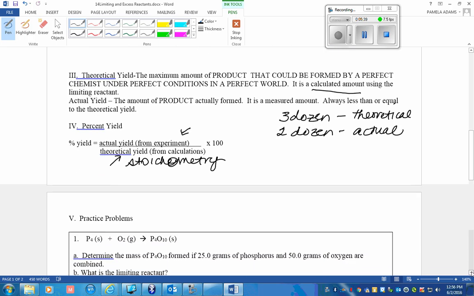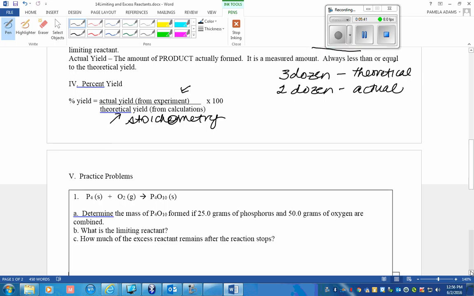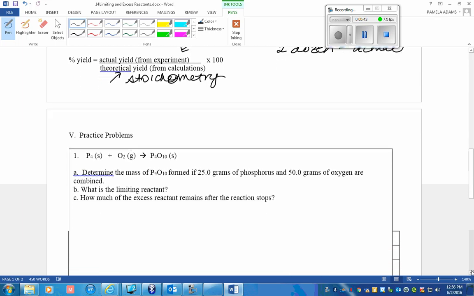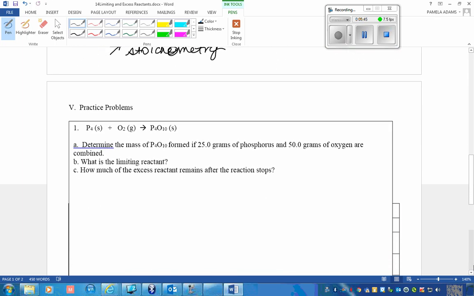Okay, let's do some practice problems. The first problem says, determine the mass of P4O10 formed if 25 grams of phosphorus and 50 grams of oxygen are combined. What's the limiting reactant? How much excess reactant remains after the reaction stops?